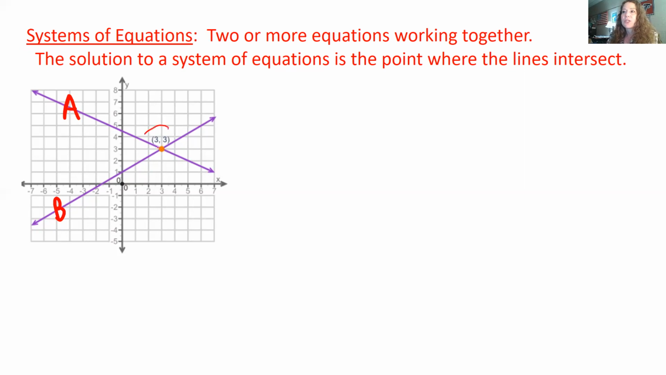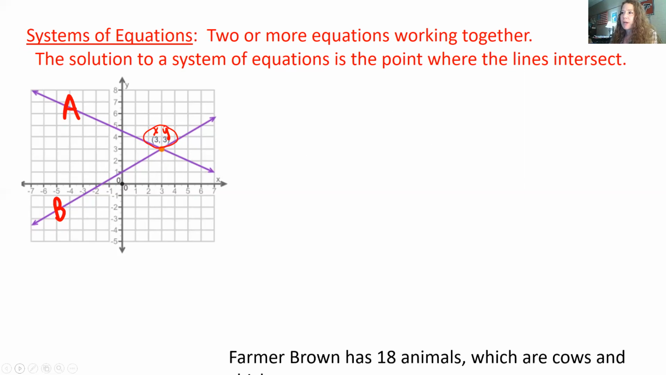That is the solution. In other words, if we had these two equations written out, and we didn't have a graph, when x is 3 and y is 3, it would make those two equations equal to each other. So anytime you have two different situations that depend on each other for a solution, that's when you would create a system of equations.